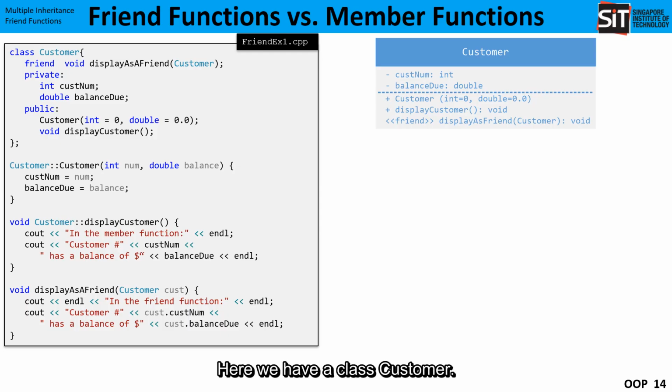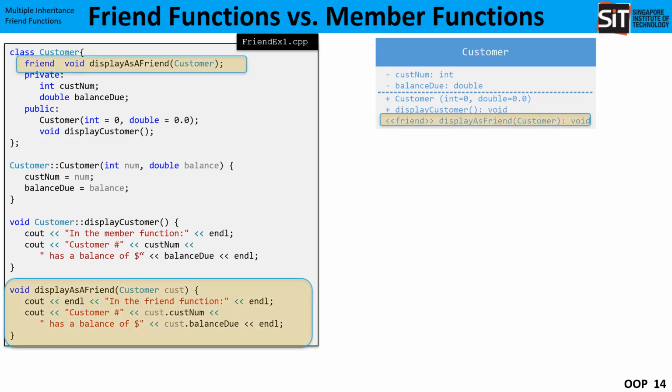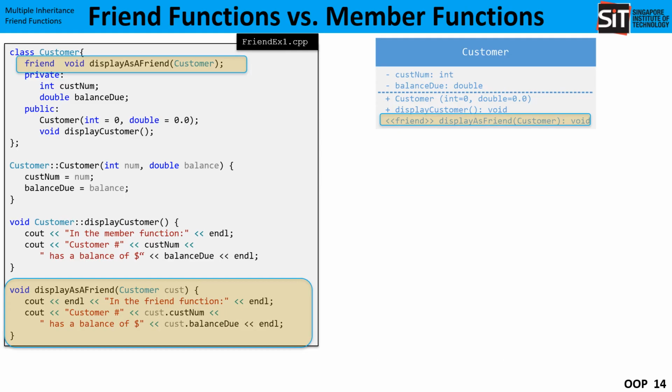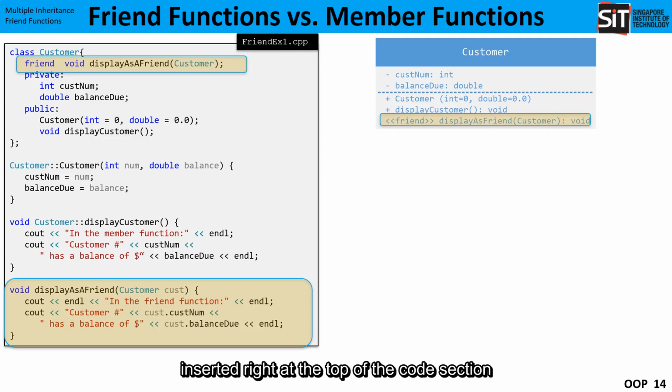Here we have a class customer. This customer contains two private variables and two public functions, one constructor and one display customer. Notice we have a friend function called display as friend inserted right at the top of the code section of the class declaration.